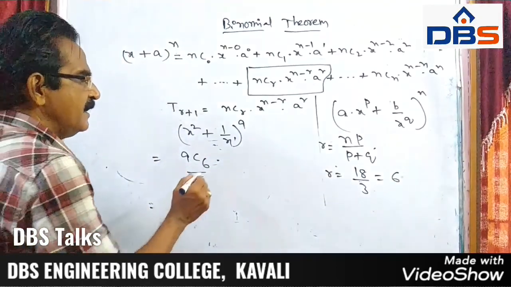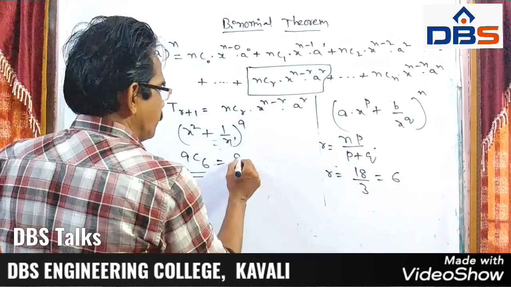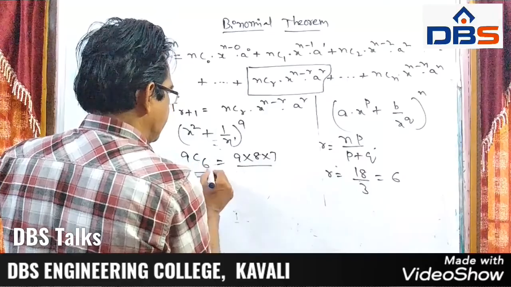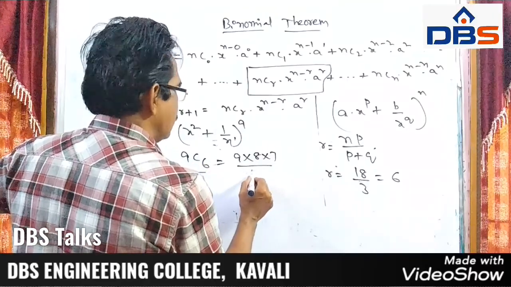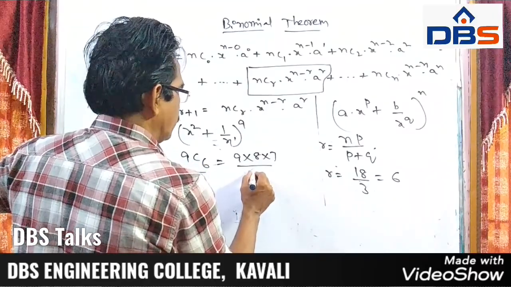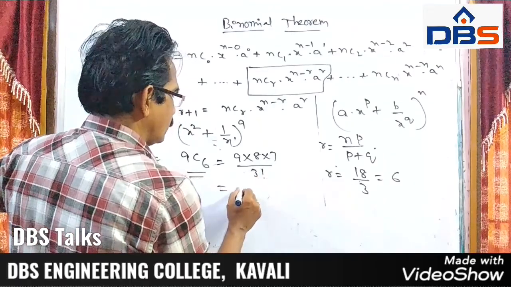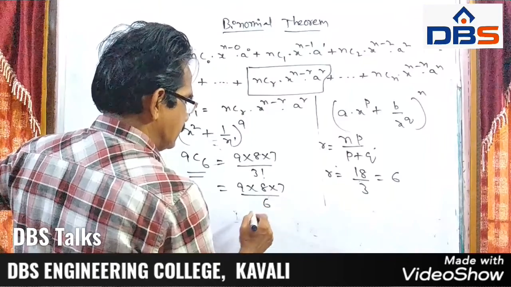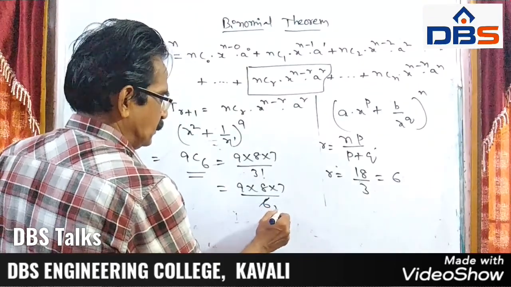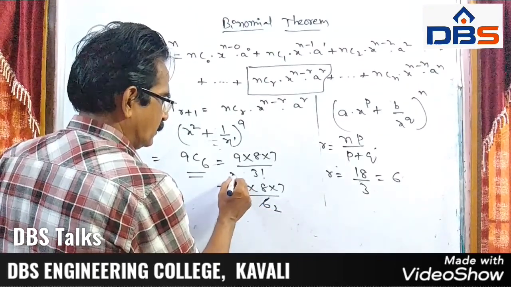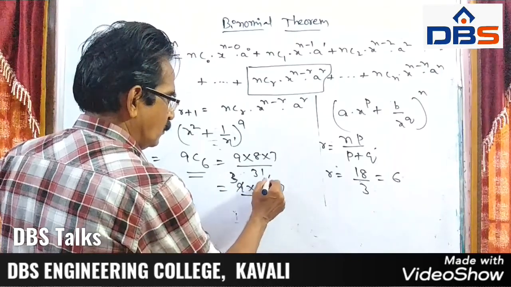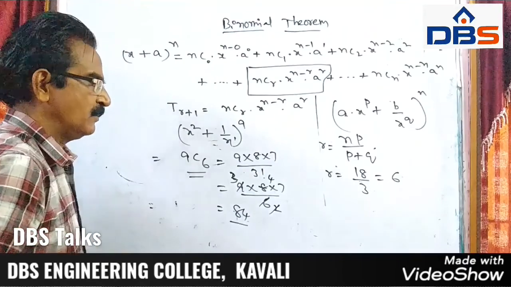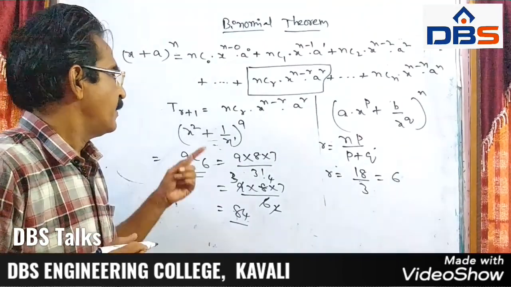9C6 is the answer. What is it? 9C6 is 9 into 8 into 7 by (9 minus 6) factorial, 3 factorial. 9 into 8 into 7 by 6. 3 twos are 6, 3 threes are 9, 2 fours are 8, 84. 3 into 4 is 12, 12 sevens are 84.